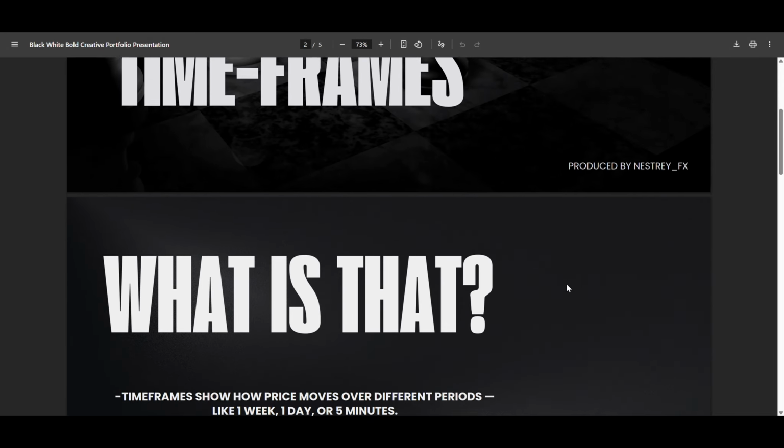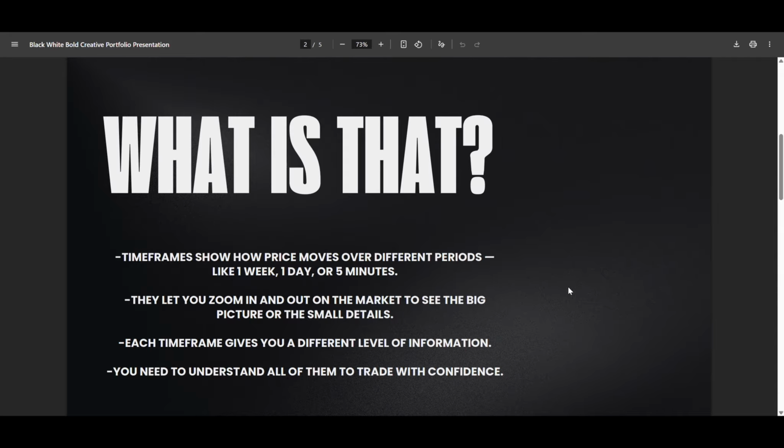Let's move on. So, what are time frames? Basically, they show how price moves over different periods of time, like a week, a day, or just a few minutes. They let you zoom in and out of the same market. When you zoom out, you see the bigger direction. When you zoom in, you see the smaller details.